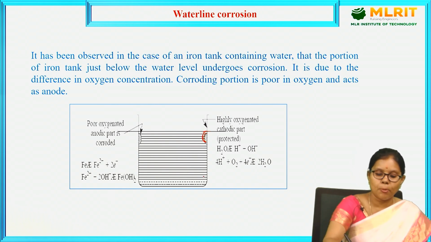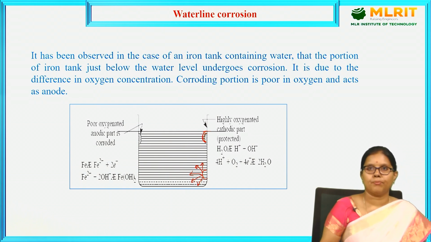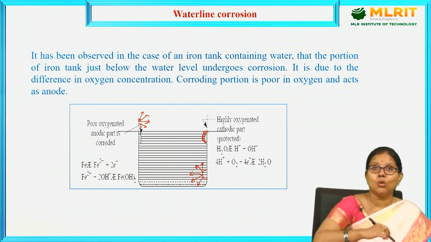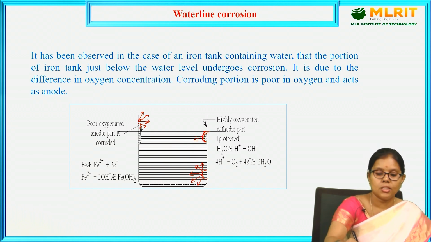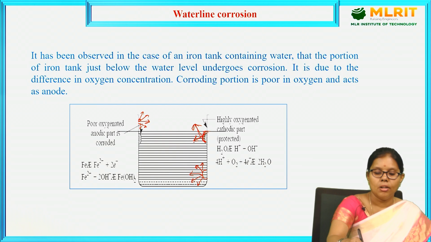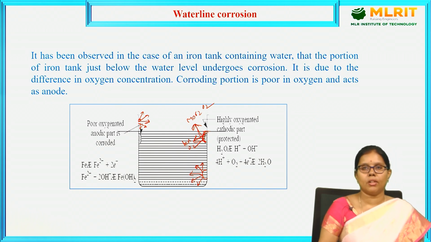If you take any point here, the amount of oxygen is similar in all directions. But just beneath the water level, the amount of oxygen is different, because the amount of oxygen at the top layer is more and just below the water level is less. More oxygen and less oxygen we can notice just beneath the water level. So, waterline corrosion has been observed in the case of an iron tank containing water.